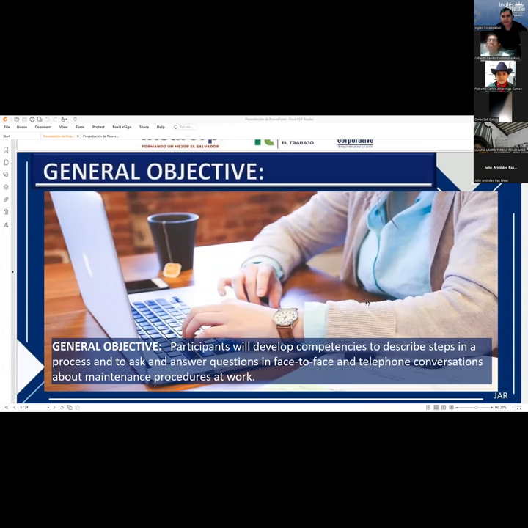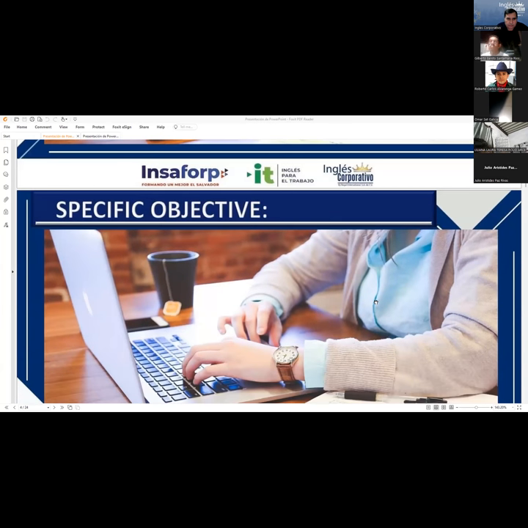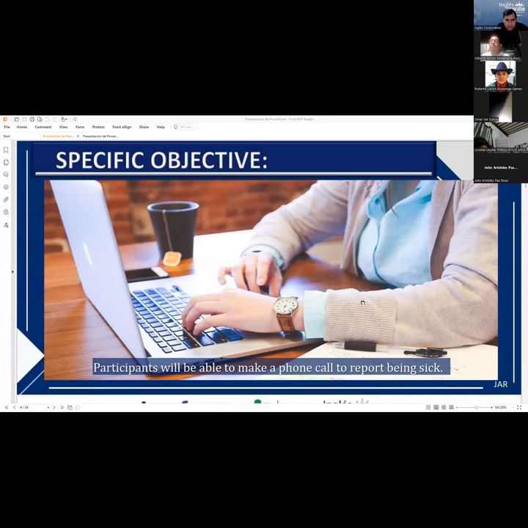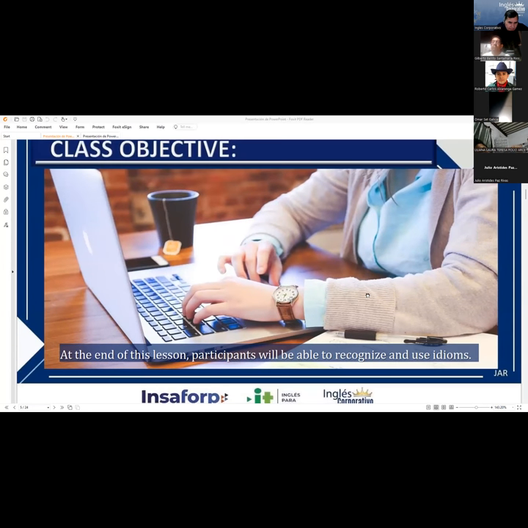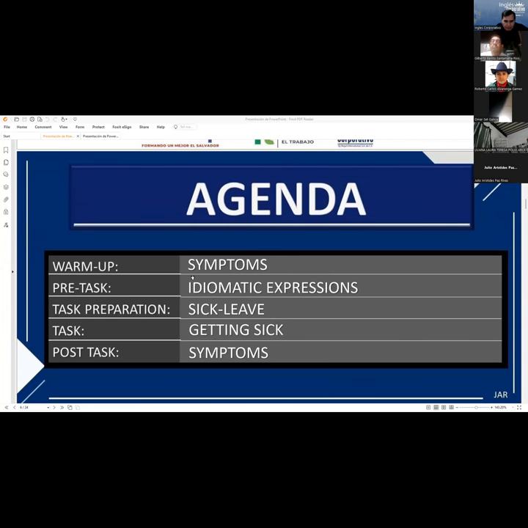This is the general objective. This is the specific objective. And this is the class objective. At the end of the lesson, participants will be able to recognize and use idiomatic expressions. Okay, in the agenda, we have symptoms, idiomatic expressions, sick leave, getting sick, symptoms.